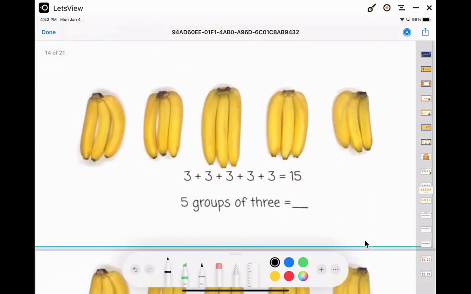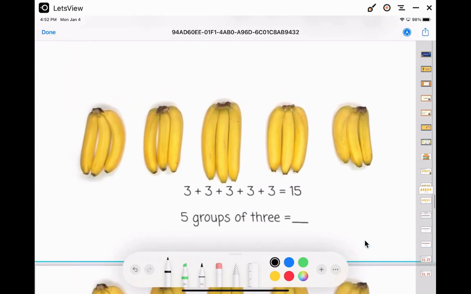Well, not only can we explain the number of bananas we have in our group using repeated addition, we can also identify the number of bananas by the number of groups that we see and the number of objects in each group. In this case, there are 5 groups of 3 bananas. If there are 5 groups of 3 bananas, how many total bananas do we have? Answer the question on the side of your screen.